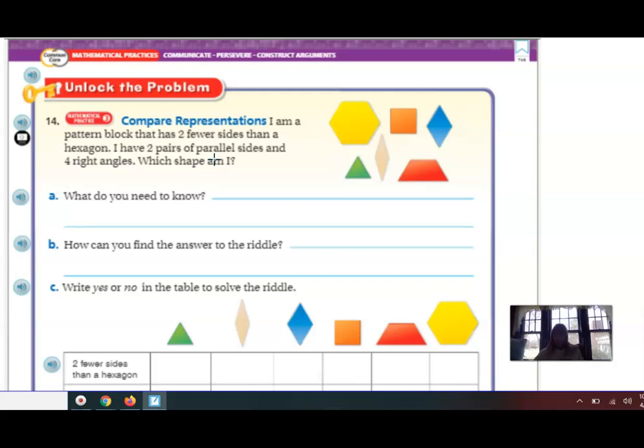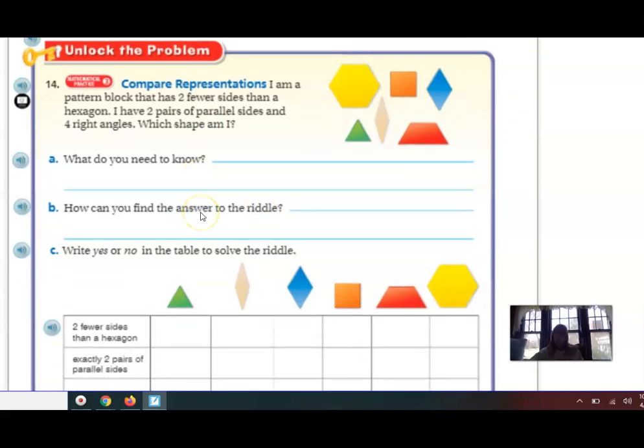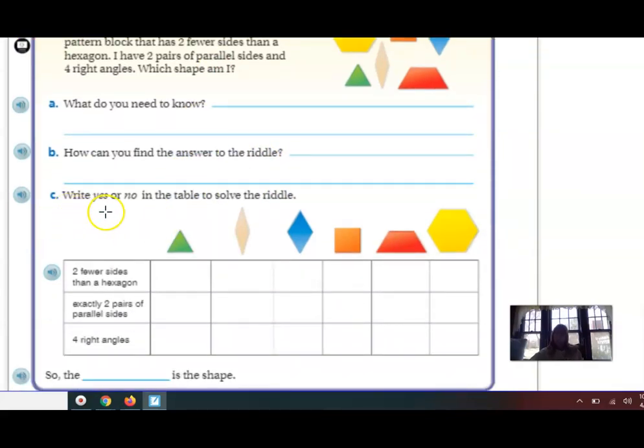So if you go down below, hopefully you can see right here. So it says, write yes or no on the table to solve the riddle. Hopefully you went through and you found it using your table. So 2 fewer sides than a hexagon for the triangle, no. Exactly 2 pairs of parallel lines, no. 4 right angles, no. So that takes the triangle out.